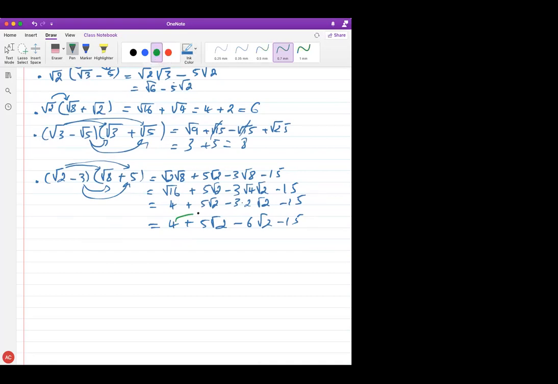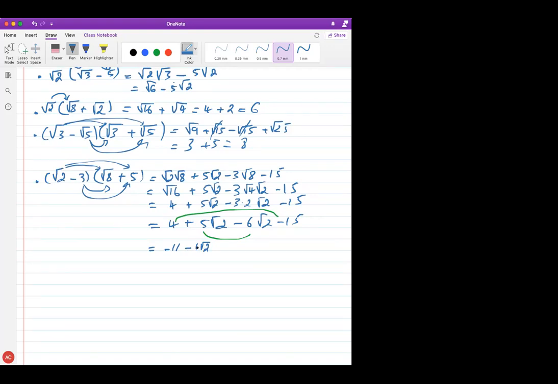So we have this number we can combine with this, and we can combine these two together. 4 minus 15 will be negative 11. That's right. Positive 5 radical 2 minus 6 radical 2 of the same thing will be negative 1 radical 2, or simply negative radical 2.